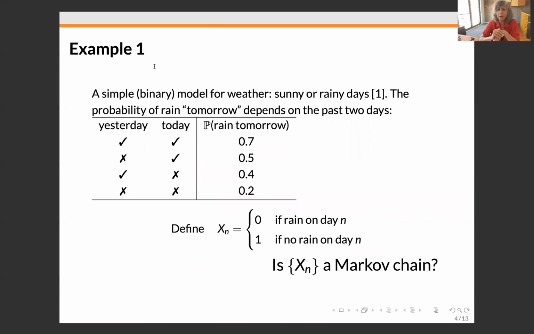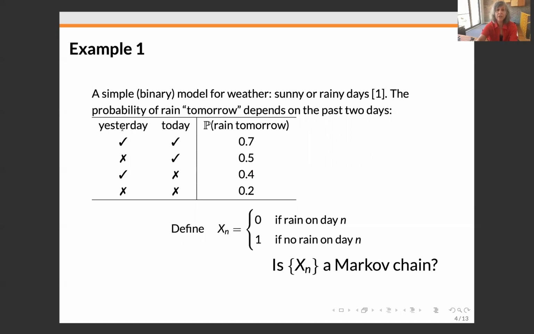This is the first example that comes from the first reference. It's the book by Ross, Introduction to Probability Models. So this is a very simple binary model for weather. If it rains on a day, we say that it's a 1. And if it doesn't rain, we say that it's a 0. So it's a binary, either it rains or it doesn't rain. Now your favorite data science guru has done extensive research and has come up with a table.